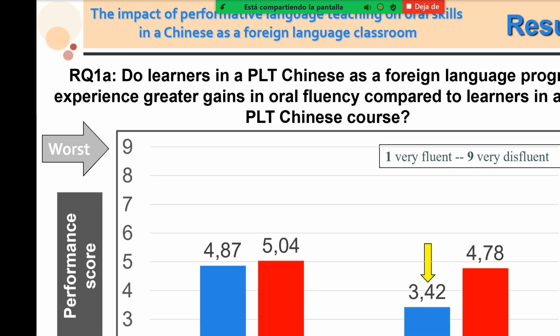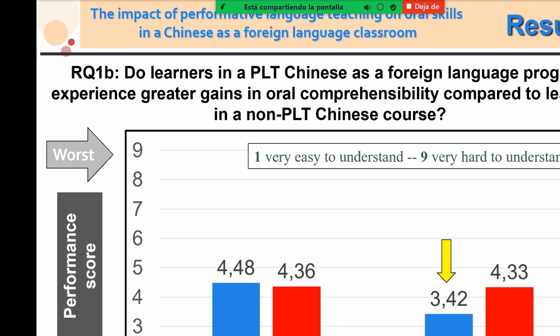So this is the result. Remember, the lower the number, the better, because in our scale, 1 is the best performance and 9 is the lowest. So blue color is the treatment group. This is for fluency. See, if we have a lower number, it means we improved on our scale. So that means the treatment group improved more than the control group.